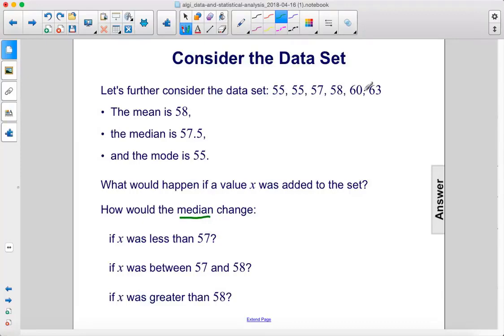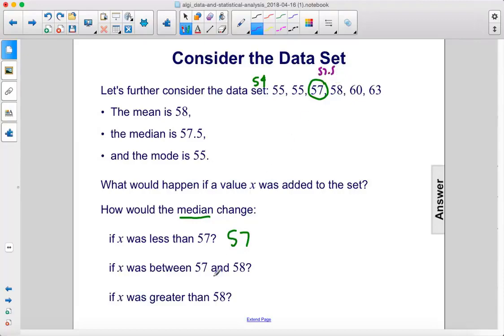So here we have an even number of numbers. So if we added in a number less than 57, say we added 54, that would make the median 57, exactly. So the median would be 57. It would decrease slightly.